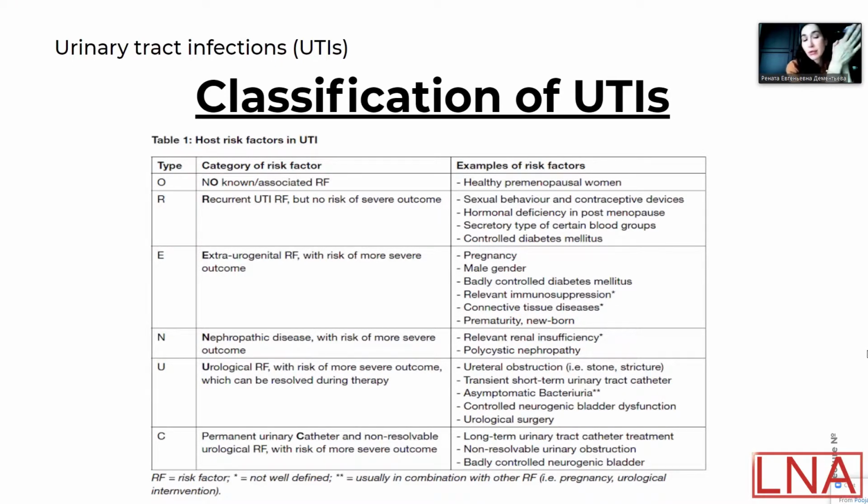of more severe outcomes. Long-term urinary tract catheter treatment, non-resolvable urinary obstruction, and badly controlled neurogenic bladder. This is the last classification, with the domains of host factors and examples of these risk factors.